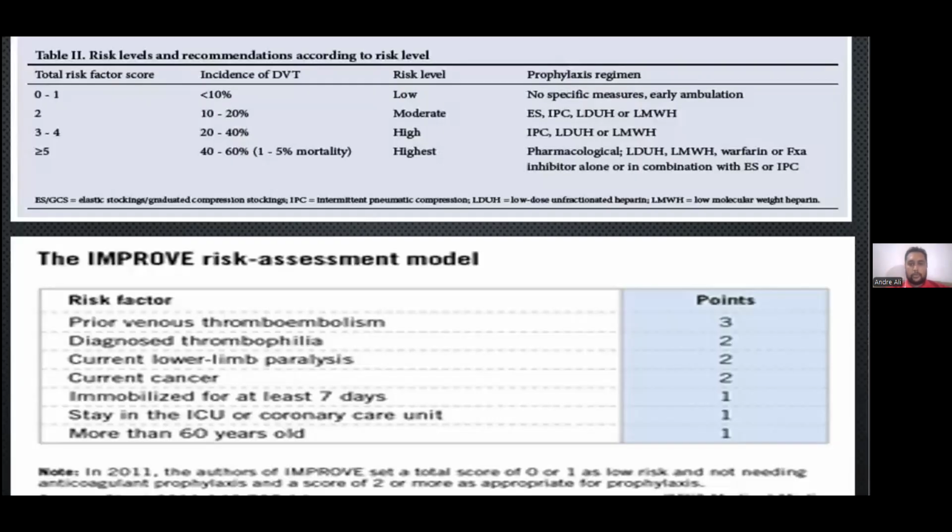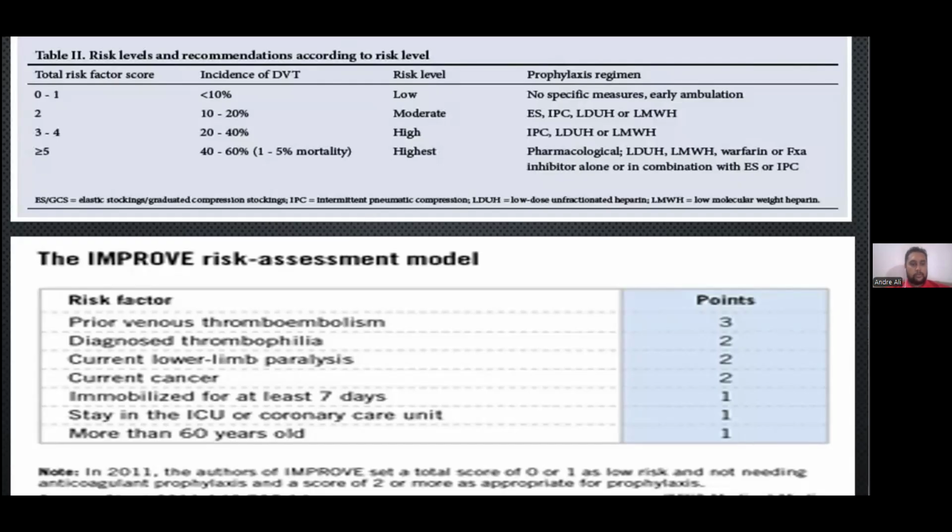Now, this slide shows two criteria that are used to ascertain the risk of a venous thrombosis in a patient. The top image shows the Caprini score, which is used in surgical patients. It's a comprehensive model that assigns points for surgical risks, BMI, and other factors, and it classifies the risk from 0 to greater than 8.